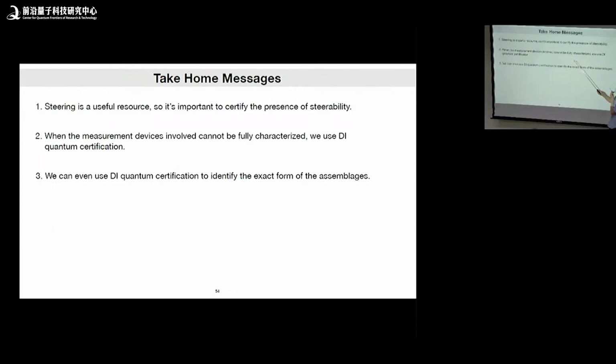So finally, I will share three take-home messages with you. First, steering is a useful resource, so it is important to certify the presence of steerability. Second, when the measurement devices involved cannot be fully characterized, we use device-independent quantification. And finally, we can even use device-independent quantification to identify the exact form of the assemblages.